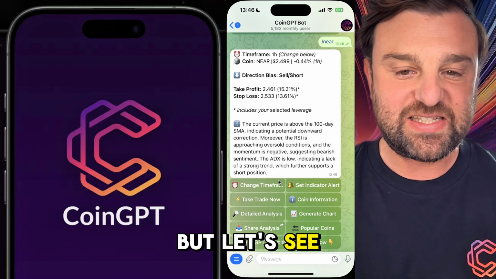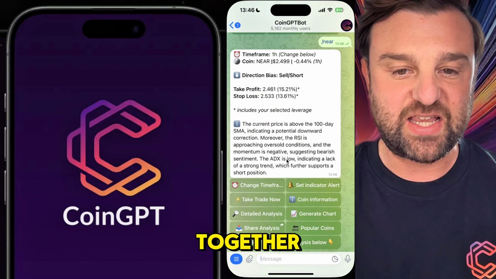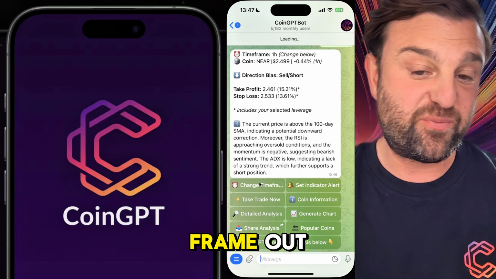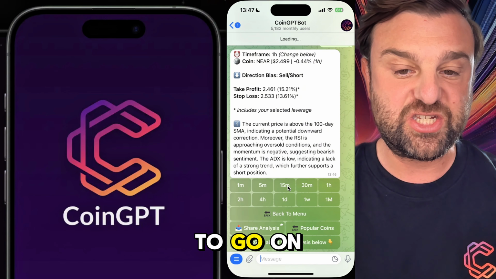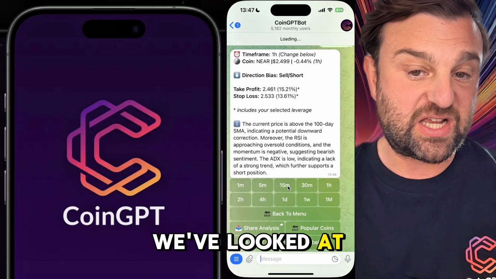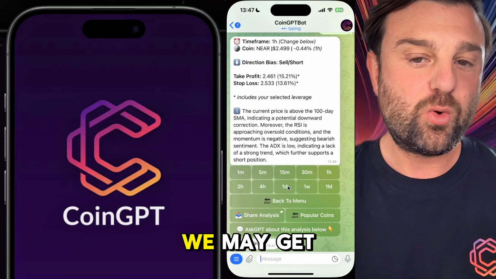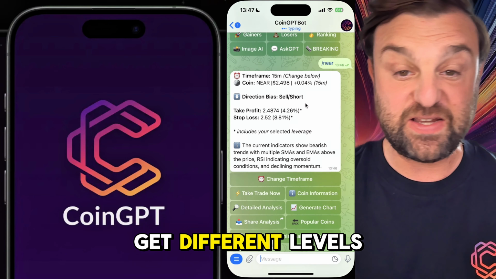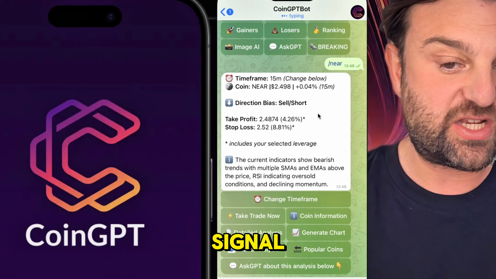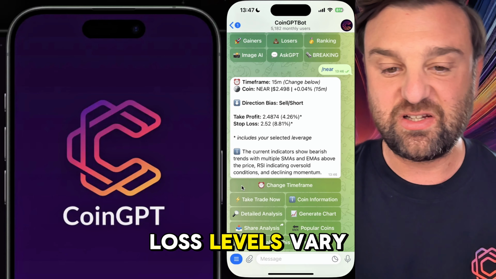But let's see how to get a bias together. So you can change the time frame out. For example, maybe we wanted to go on a different time frame. We've looked at the 1 hour. If we were to go right down to the 15-minute time frame, we may get the same bias, but you may get different levels. So it's still a sell short signal, but the take profit and stop loss levels vary.